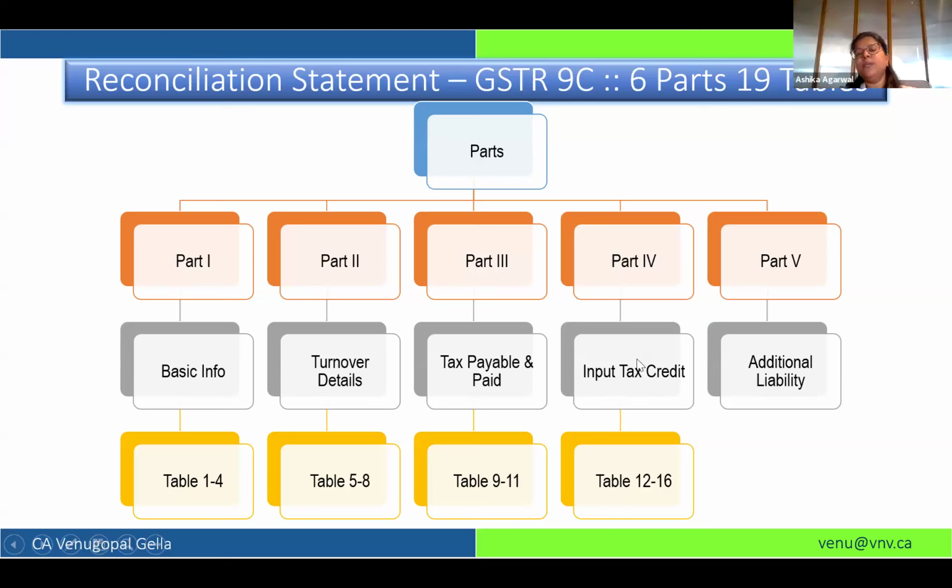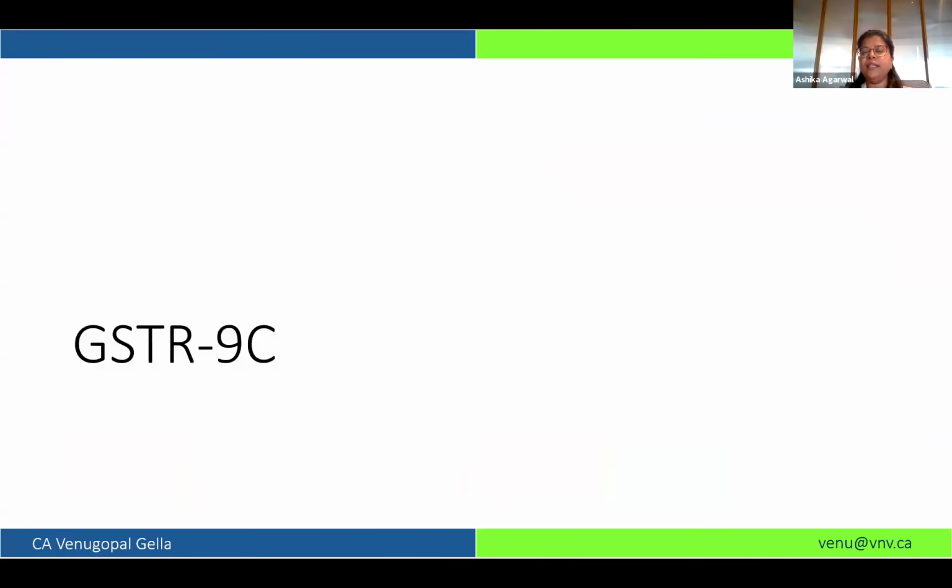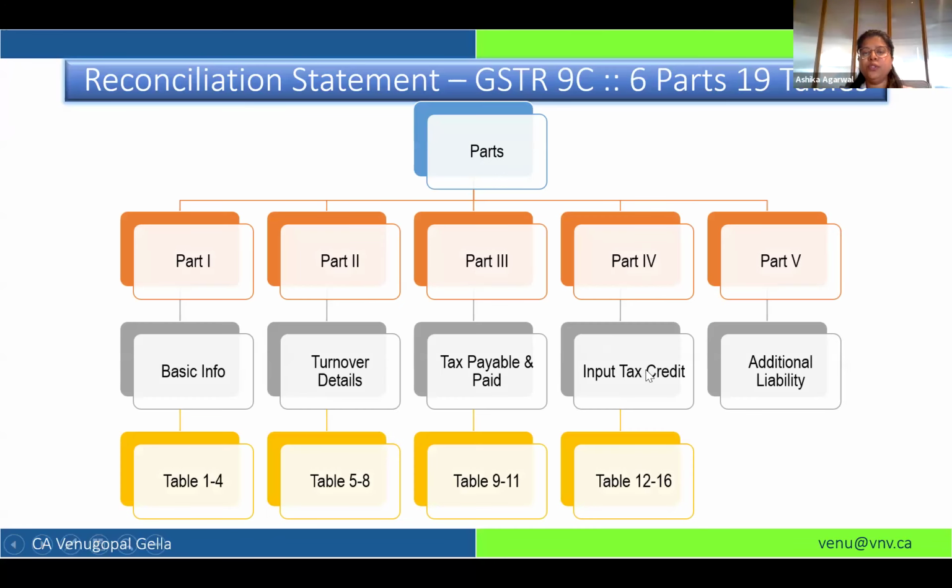Part 4 deals with input tax credit. Here it is basically a comparison between books, ITC, what you have recorded and what you have reported in 3B. But if you see here, the ITC part 3 in GSTR 9 basically deals with what you have reported in 3B. And this is a comparison between books and 3B in GSTR 9C.